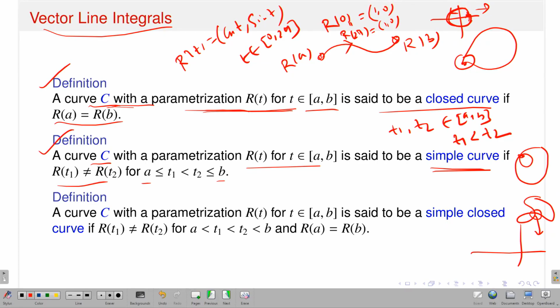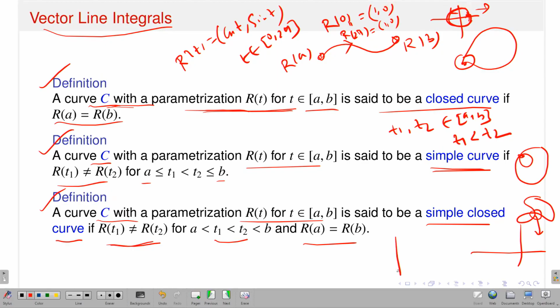And what is a simple closed curve? You just combine the first two definitions. If I have a curve C with parameterization R(t), it is said to be a simple closed curve if, first of all, it is injective. So if I take any two points t1, t2 in the open interval (a, b) such that R(t1) is not equal to R(t2), but I want the initial point and final point to be the same, that means R(a) is equal to R(b). So it is closed since R(a) is equal to R(b). It is injective because I am taking any two points t1, t2 in the open interval (a, b) such that t1 is not equal to t2, then the corresponding R(t1) is not equal to R(t2).